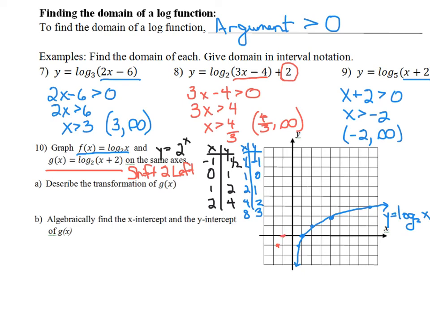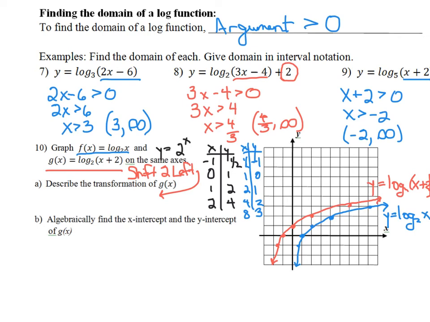1, 0 moves over to -1, 0. 2, 1 moves to 0, 1. 4, 2 moves over to 2, 2. And 8, 3 moves over to 6, 3. So I'm taking the blue graph and I'm shifting it 2 units to the left, and that gives me the graph of y equals log to the base 2 of x plus 2. So the transformation, I guess I could have written it underneath here, transformation was shift 2 to the left.